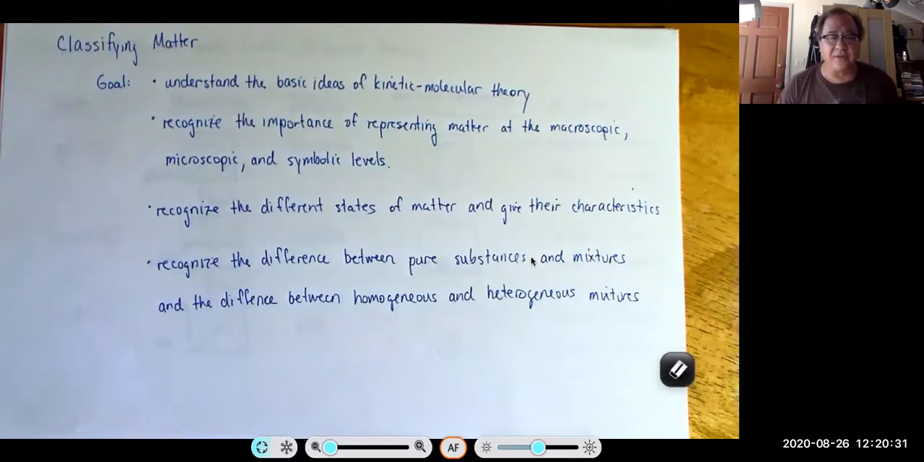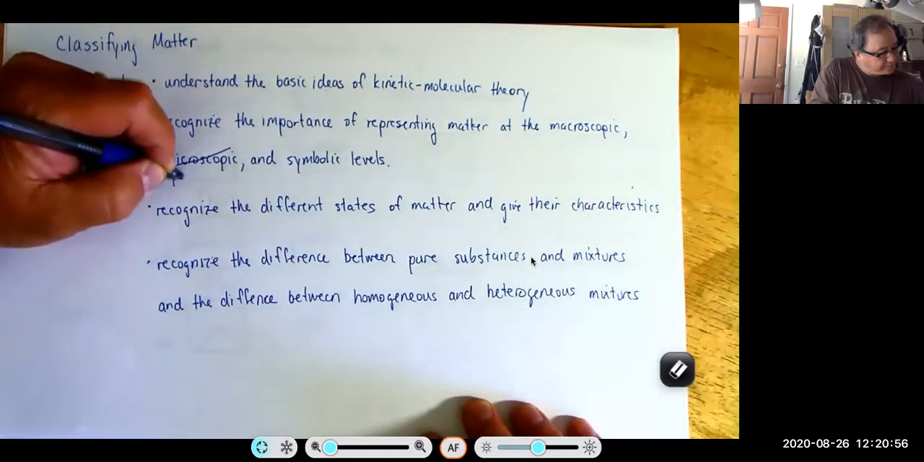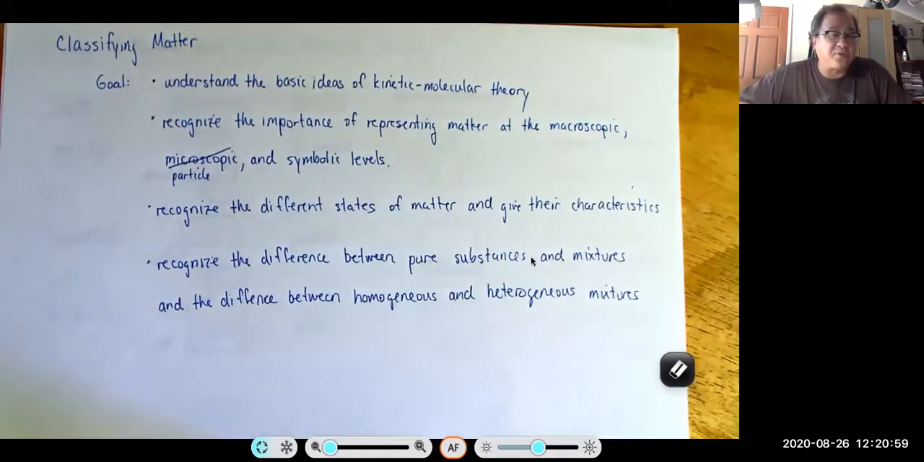Classifying matter. So here's some good meat for us to look at. Understand the basic ideas of kinetic molecular theory. Recognize the importance of representing matter at the macroscopic, microscopic, and symbolic levels. This microscopic, in my opinion, should really be particle level. And the reason I say that is microscopes are really good for one thing, seeing microscopic things. Atoms and molecules are not microscopic. They're 1,000 times smaller than microscopic. So that means you can't see molecules and atoms in a microscope. You need what would be called a nanoscope. And those are really expensive.